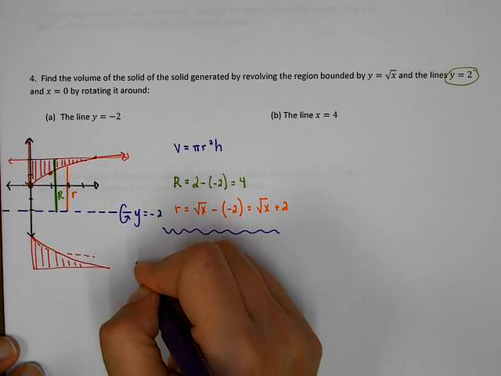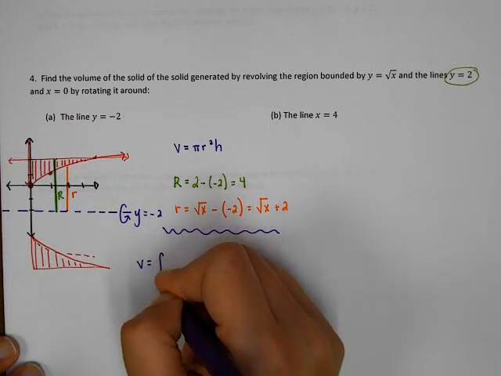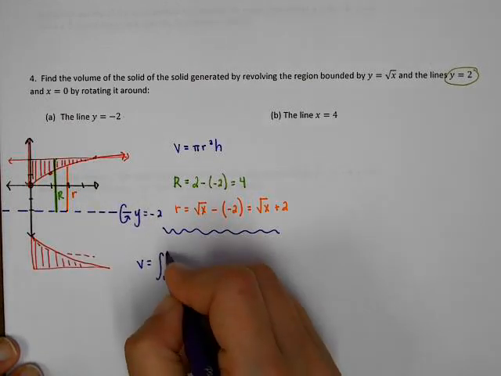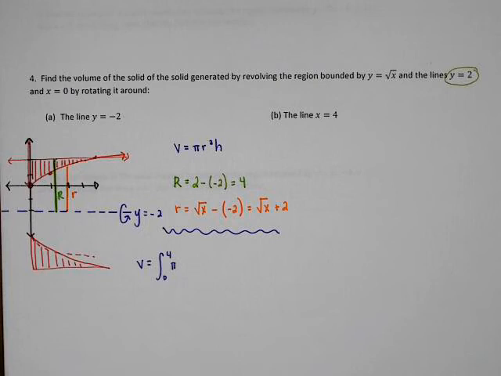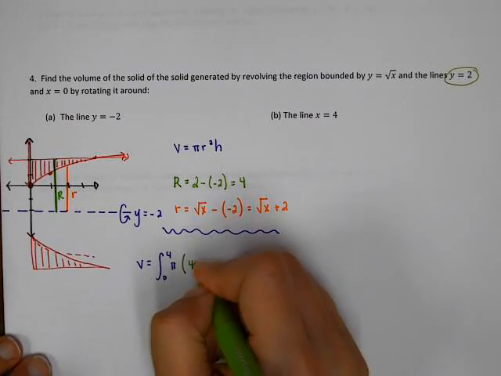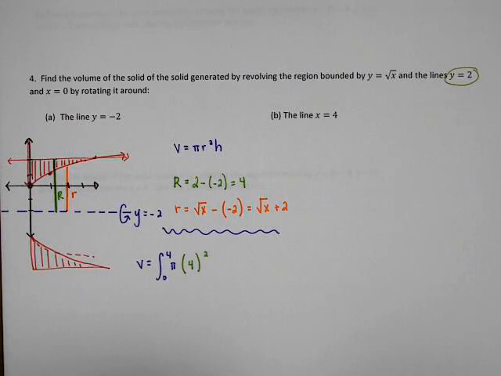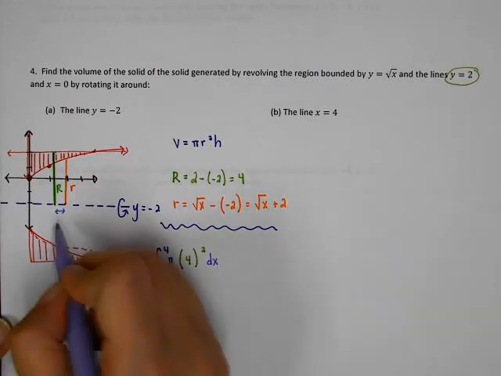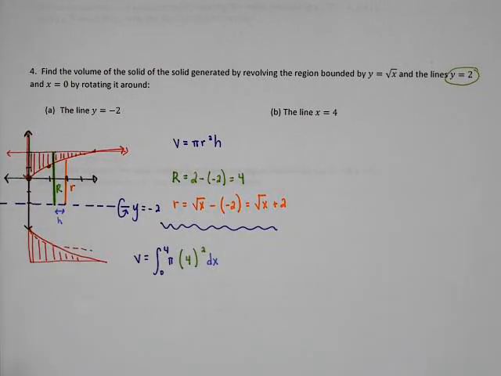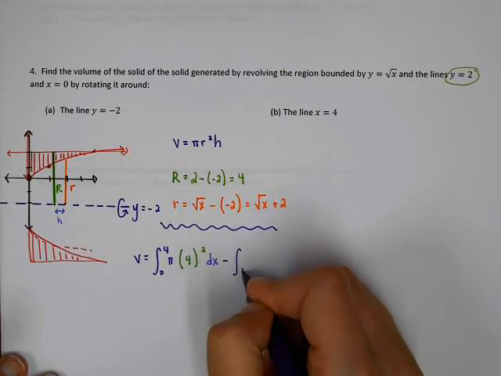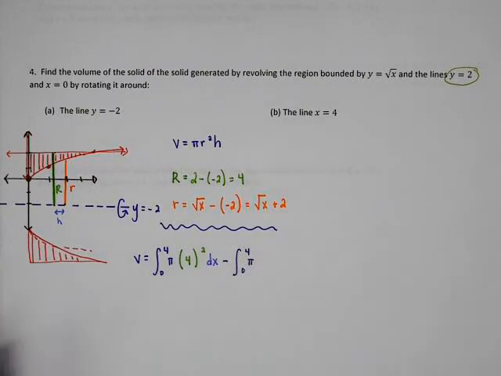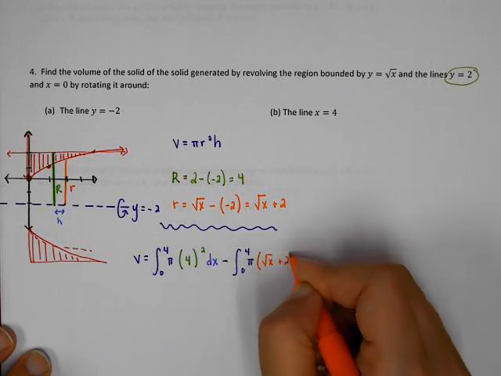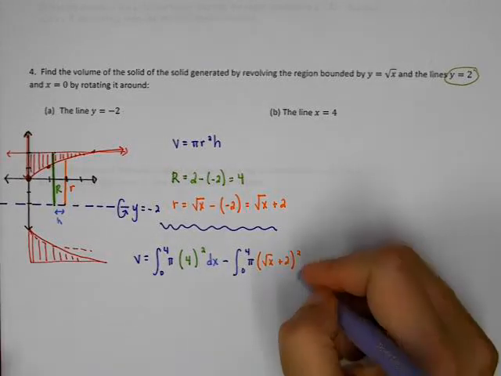Now I'm going to go ahead and set up my volume integrals. So I'm going to have the integral from 0 to 4, because that's where this region stops, of pi times big R squared. In this case, big R is 4 squared. And I'm going to use dx because all of my heights of my cylinders are going to be little tiny changes in the x direction, minus the integral from 0 to 4 of pi times little r squared, and again dx.